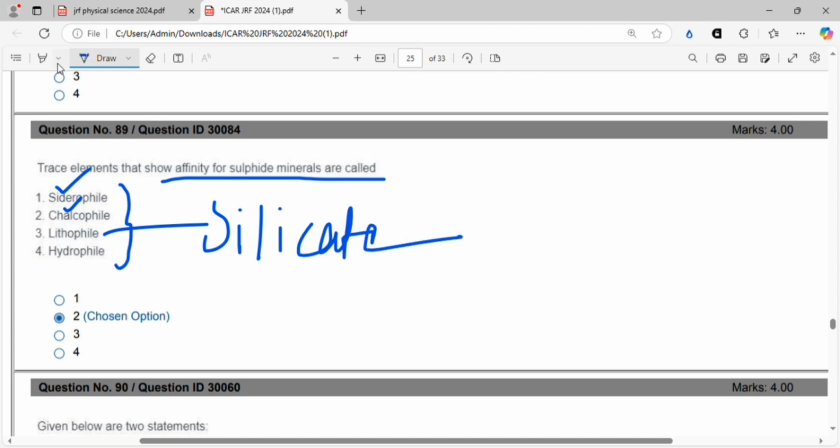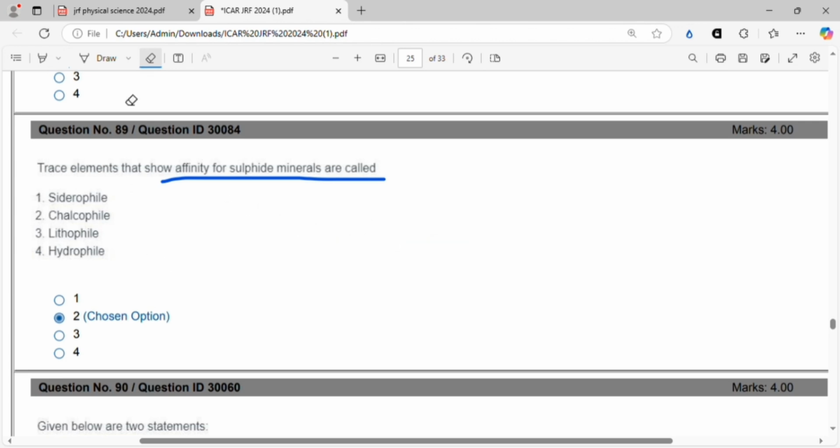So you can easily make out which one is what, and you can thoroughly read this portion from the old ISSS book in the chapter Mineral Nutrition, and the answer to this question will be chalcophile. Whichever elements show affinity for sulfide minerals are chalcophiles. If they show affinity for iron minerals, they are called siderophiles. If they show it for aluminosilicates, for silicate minerals, they are called lithophiles.